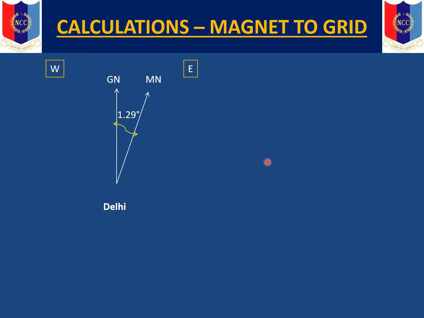Now here we'll do some calculations converting magnetic to grid north. For example, the place chosen is Delhi. You know the magnetic variation is minus 1.29 degrees. Now we are assuming that the true north is the same as the grid north, or the magnetic north which you have found out from the compass is supposed to be converted onto grid north and the same to be plotted on the topo sheet. That is why it is taken as grid north here.